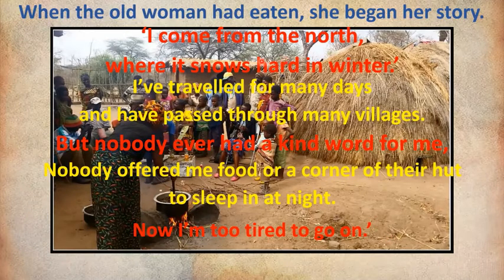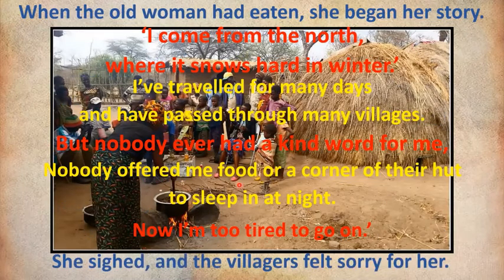Who said all this, children? The old lady said. She sighed with a dull face, and the villagers felt sorry for her. This woman is very old and she was suffering like this, they thought, and they felt very sorry for her.